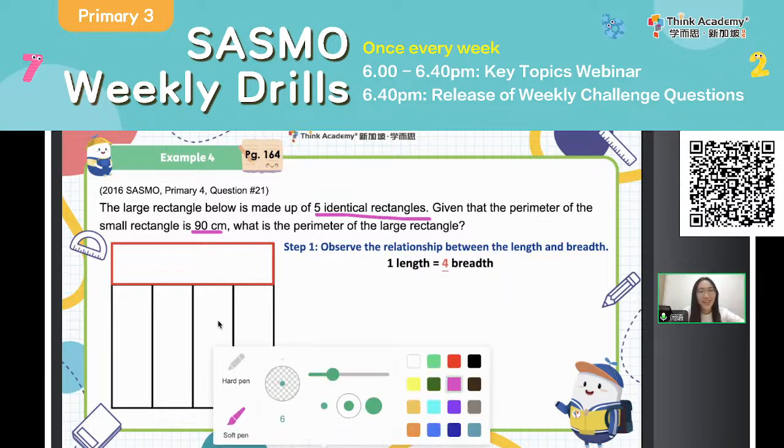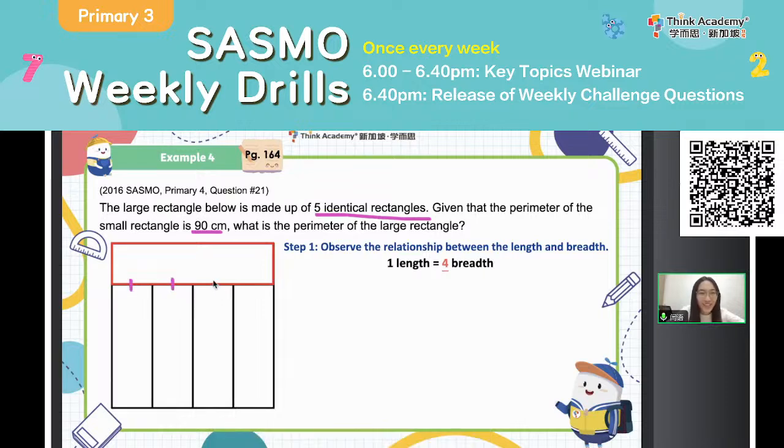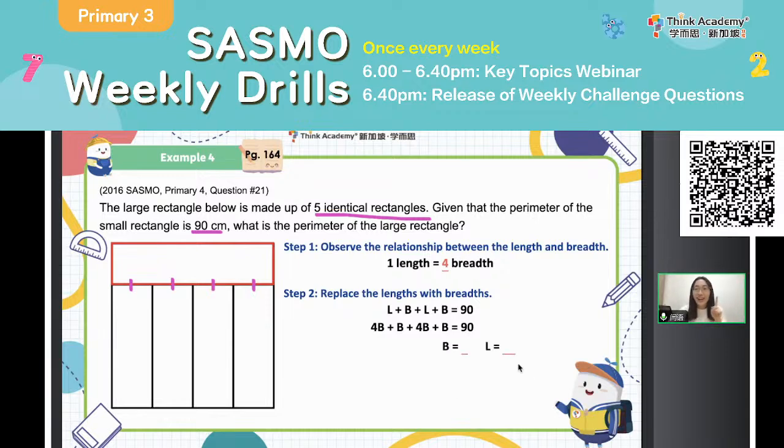Why is it 4? You just count one by one. 1, 2, 3, 4. Then for the second one, we try to replace the length with width. Within one small rectangle, that is the length plus the breadth plus the length plus the breadth to get 90, right? We already know that 1 length equals to 4 breadth. So now we can write down the equation like 4b plus 1b plus 4b plus 1b equals to 90. Again, calculation part, try it by yourself. What is the value of 1 breadth? And then what is the value of 1 length? Have a try.